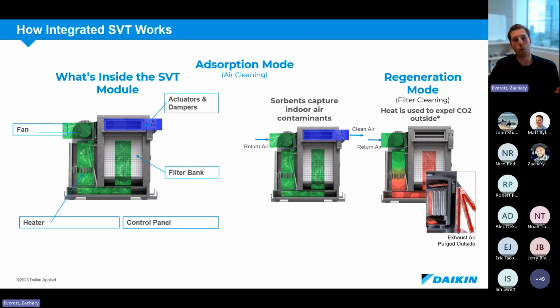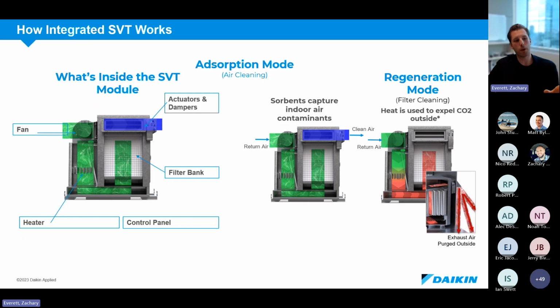Daikin can put between 1 and 6 of these modules in various types of equipment, whether it's a packaged rooftop with 2 modules or an outdoor air handler like the Skyline air handler that we offer with up to 6 modules. So the equivalent outdoor air reduction would be about 12,000 CFM while yielding the same or better indoor air quality with a significant reduction in energy requirement to do so.